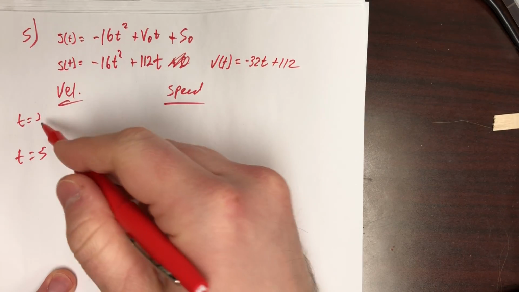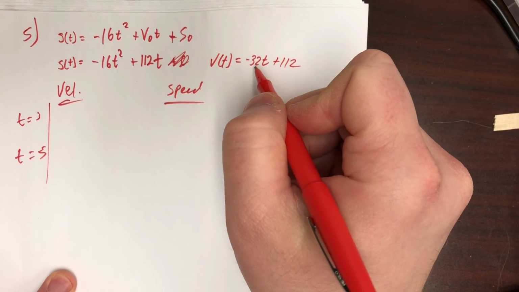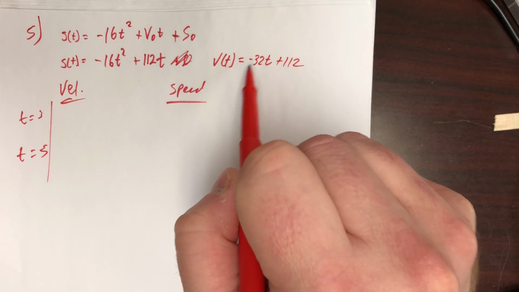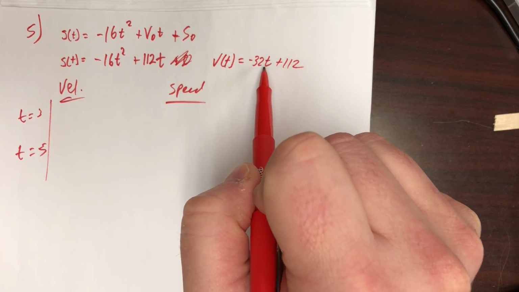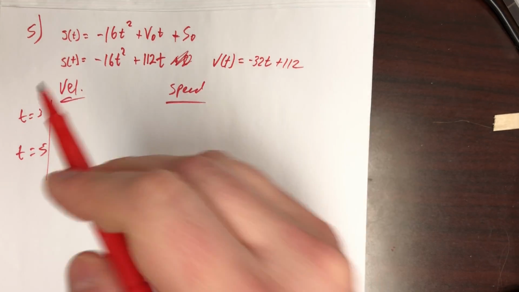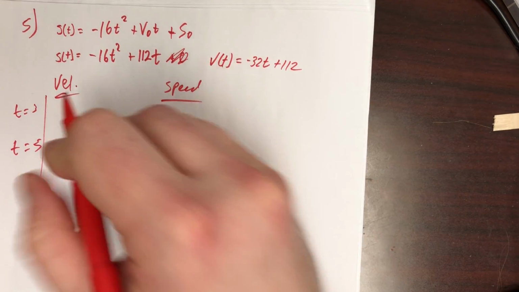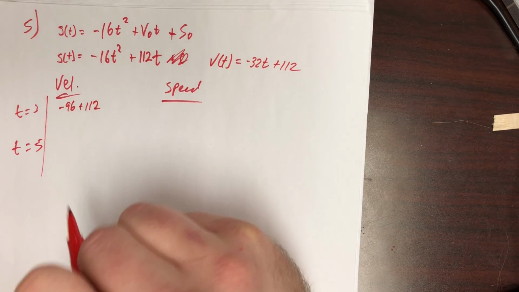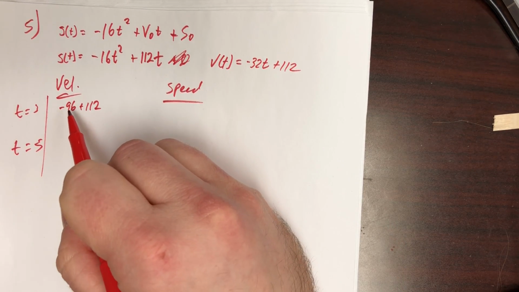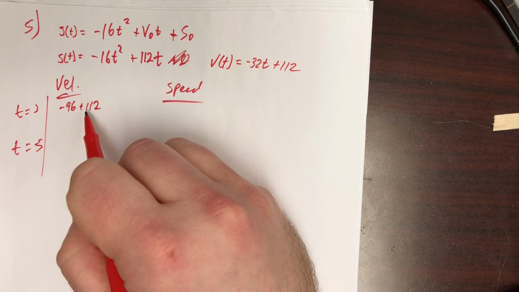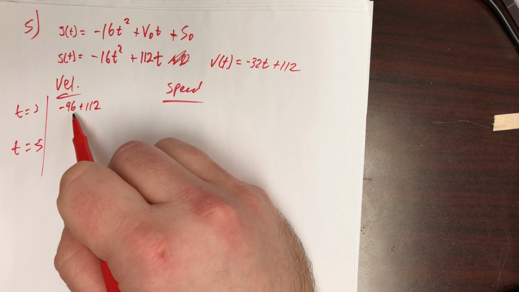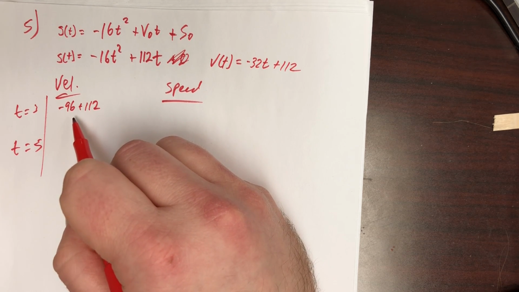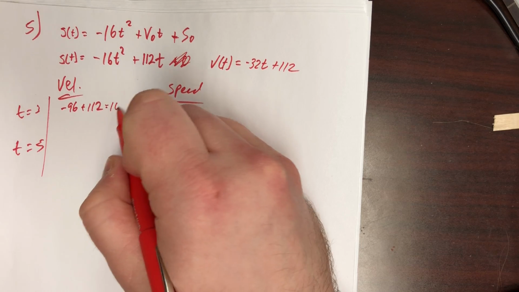Okay, so what's my velocity at 3 seconds? So I just plug in 3 here. That's easy. 3 times 30 is 90. 3 times 2 is 6. So 96. So the velocity is negative 96 plus 112. If I add 10 here, that's 106, and then 6 more, so a difference of 16 between these two. So that's equal to 16.